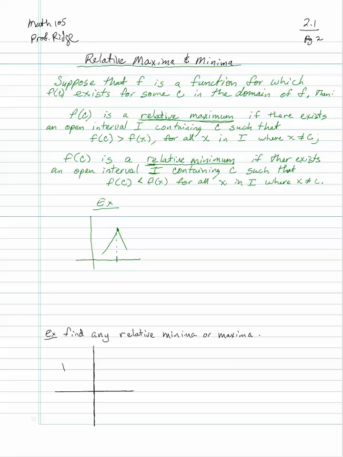See, this is c. This would be f of c. So f of c is a relative maximum because we can find an interval, say here's an interval from a to b, such that f of c is higher than all the x's in that interval. Right? So that's a relative max.